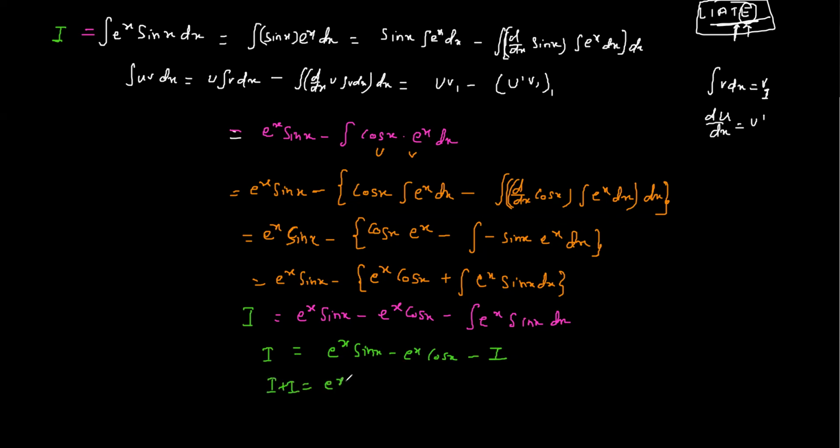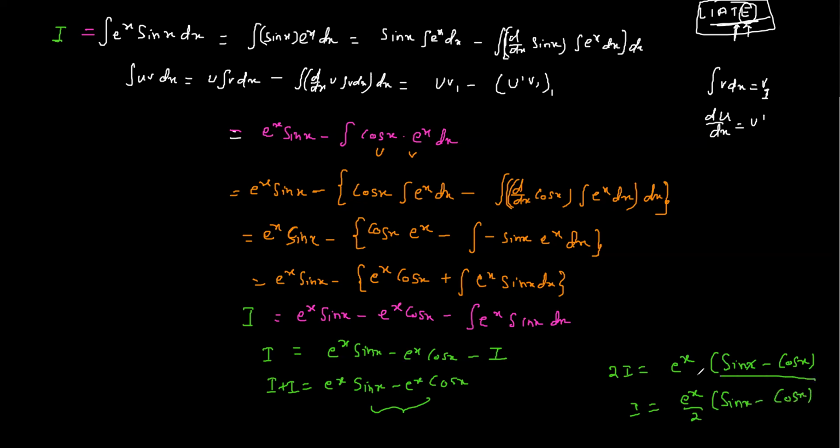What does that mean? Yes, I when shifted to the left side becomes plus I. And I is what? 2I. So divide, taking e^x common, sin x minus cos x. So I becomes this. This is the value of integration by the UV rule.